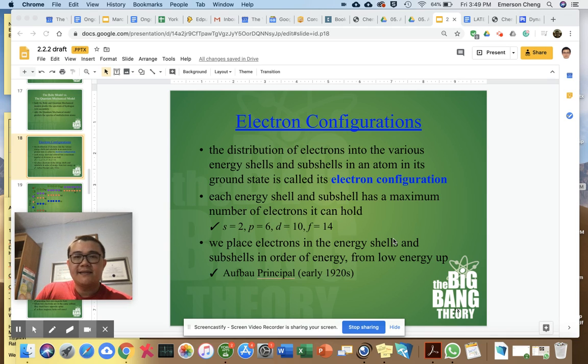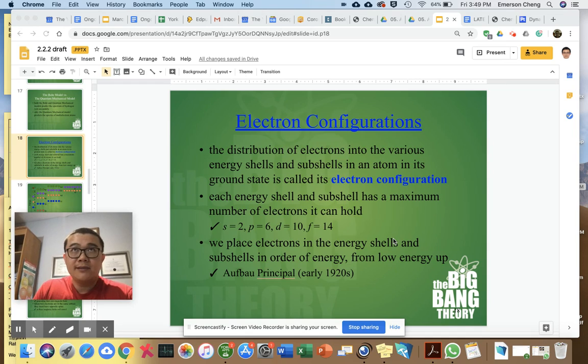Hi, so this is the second video on the quantum mechanical model of the atom, and in this part of the video, we're going to be talking about electron configuration, how you draw the electron configuration diagrams.